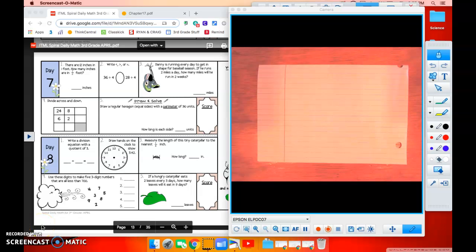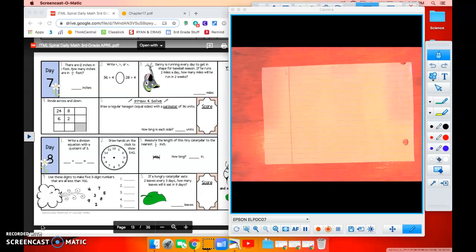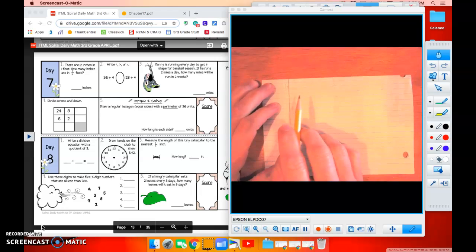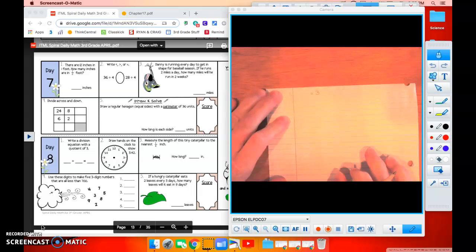April Daily Math, Day 8. Let's get started right away. Number 1. Write a division equation with a quotient of 3. Okay, so something divided by something is going to equal 3. Okay?